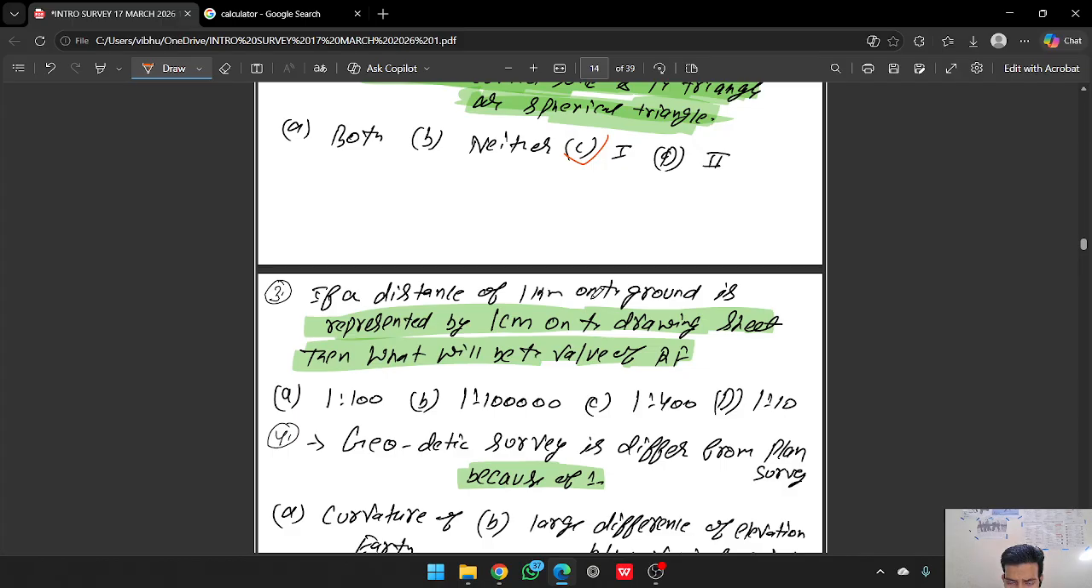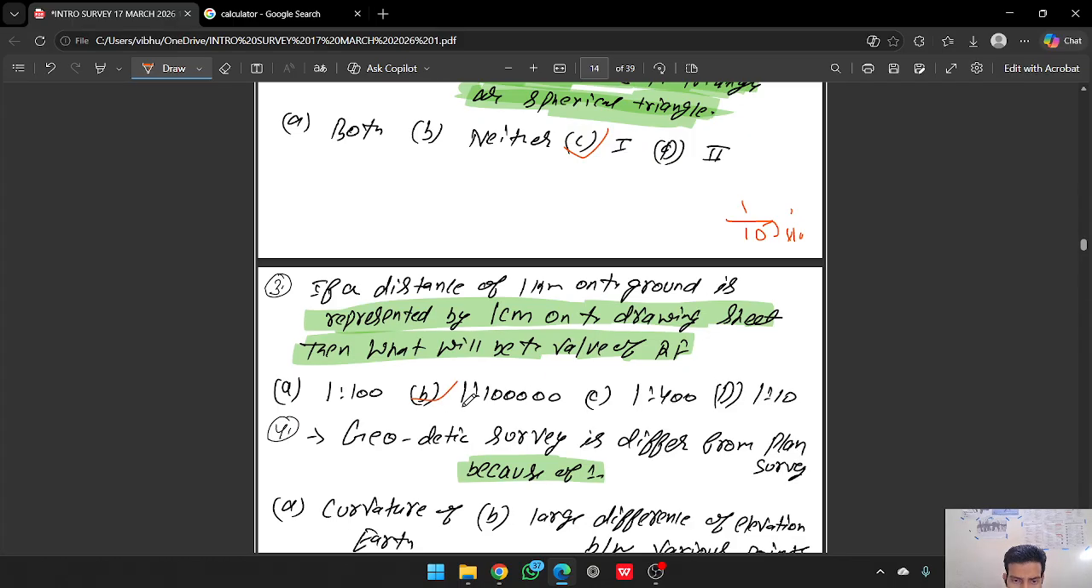If a distance of 1 kilometer on the ground is represented by 1 centimeter on the drawing sheet, then what will be the value of RF? 1 upon kilometer, how much is it? 10 to the power 3 into 10 to the power 2. 3, 2. This will be the answer.